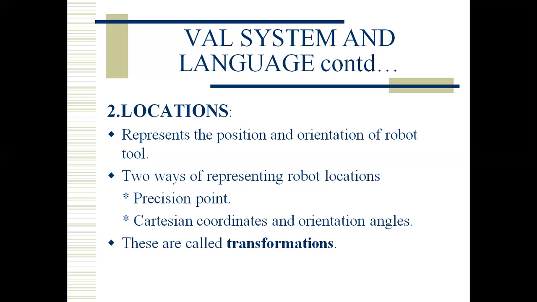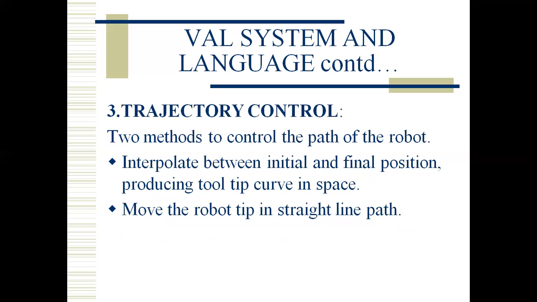Either it may be the translations and retrieving motions, or the circular interpolations, or the rotatory conditions, or to a particular inclination level. Coming to the trajectory control, there are two methods: finding out the best path, and next utilization of that particular best path for traveling by the tool on the work part from the initial point to the final point. So that is interpolating between initial and final position, producing a tooltip curve in space.